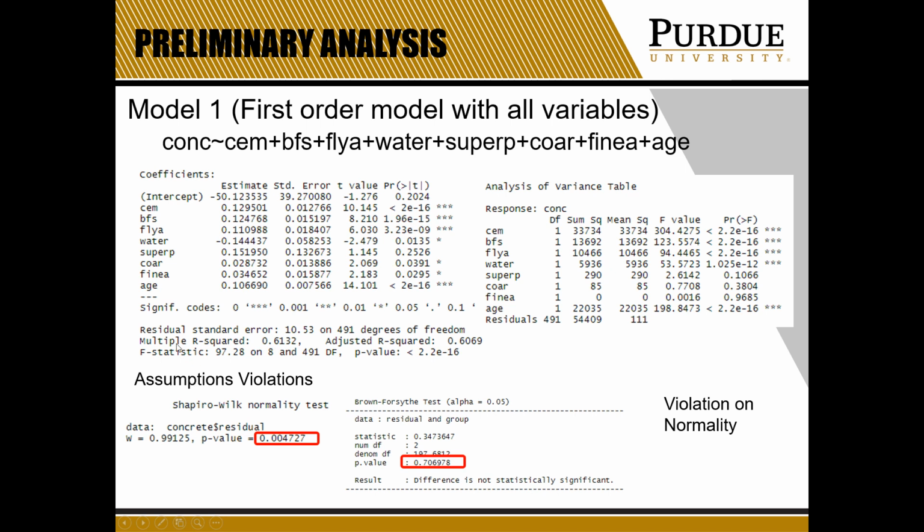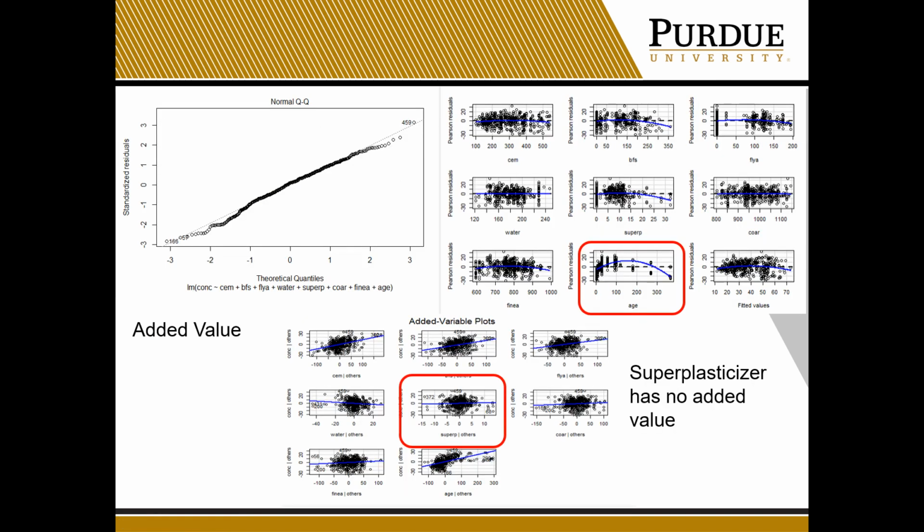Then I did the assumption check. Based on the results, we can see that there is a violation on normality but not on constants. So in the later model selection, we might consider transforming y or x or both due to the violation on non-normality. Then we check the residual plots. We can see that the age residual plot is not normally distributed. Next, I check the added value, and based on the figure, we can see that superplasticizers has no added value.